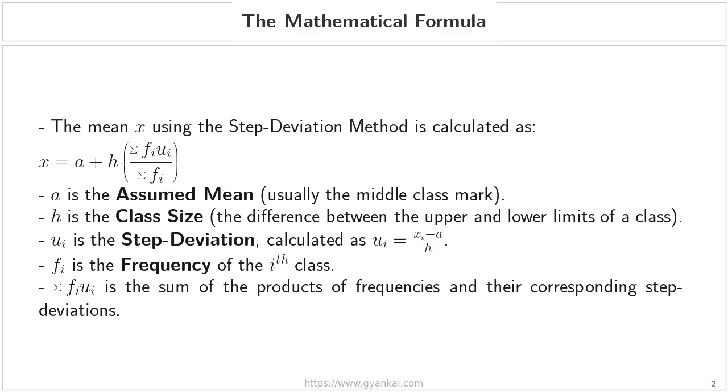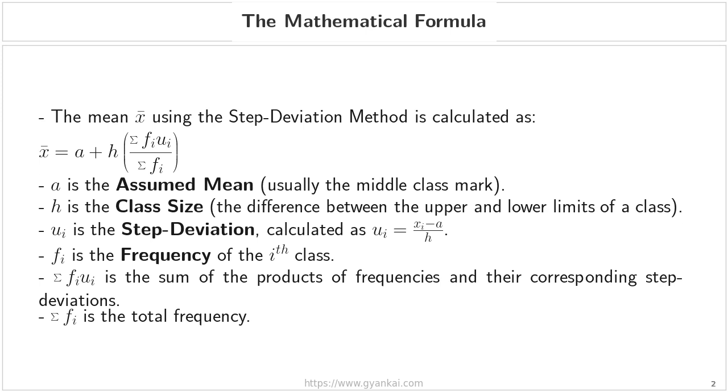In the numerator of our fraction, we have the sum of f sub i times u sub i. This means you'll multiply each frequency by its corresponding step deviation, and then add all those products together. Finally, in the denominator, we have the sum of f sub i, which is simply the total frequency of all the classes combined. In the next slide, I will walk you through a step-by-step procedure, so you can see exactly how to organize these values into a table and apply this formula correctly.